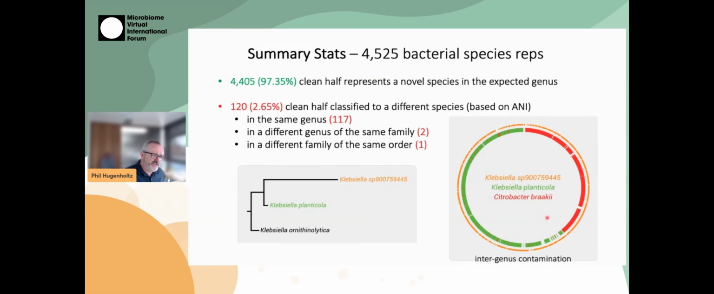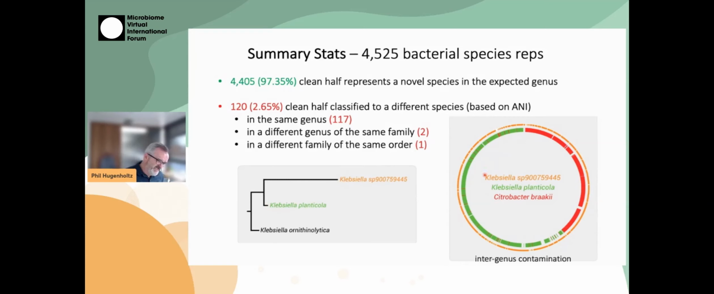So this is actually an intergenus contamination between Klebsiella and Citrobacter. They belong to the same family, but they're different genera. And so it's a fairly large amount of contamination. You see here, this is the contamination from Citrobacter, and here's the Klebsiella. And so the whole genome in orange was sufficient contamination that it made a new and spurious species here.